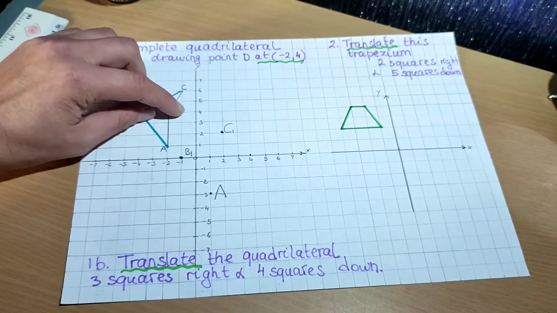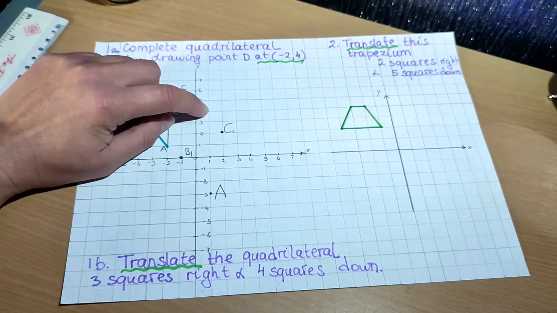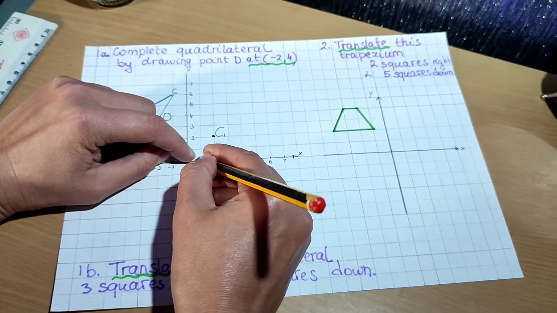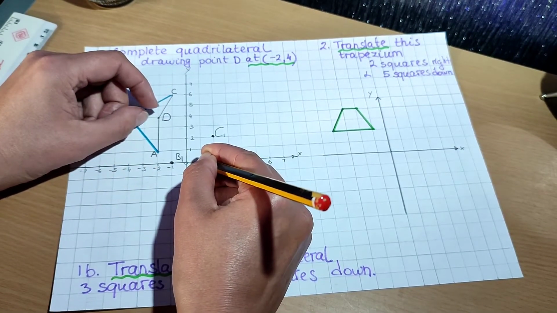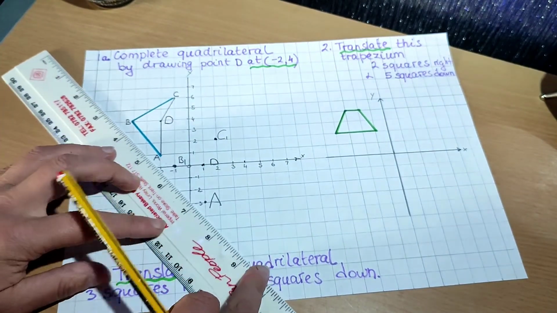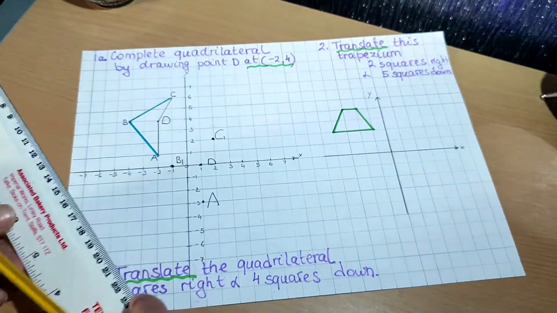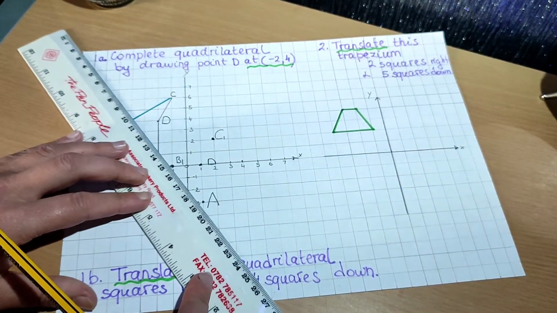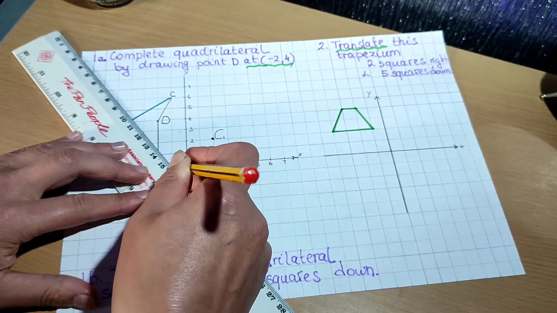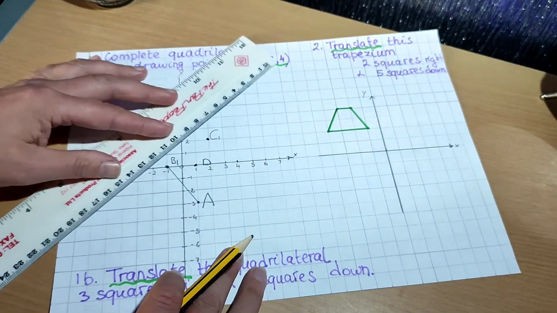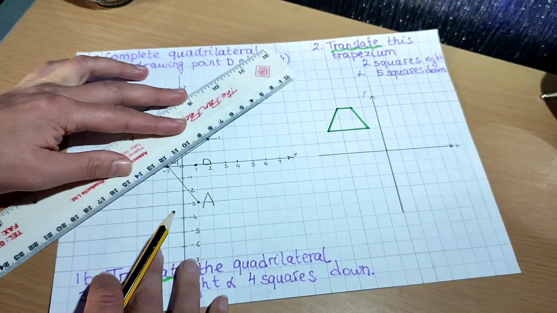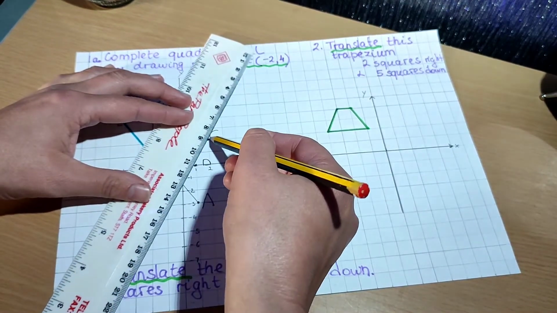3 squares to the right, 1, 2, 3, and 4 squares down. 1, 2, 3, 4 here. This is where our new point D is. D1. Okay, now let's join all these points together with the ruler very carefully and very precisely. Point to point, precisely. Try to be very careful doing this because you don't want to lose a mark.